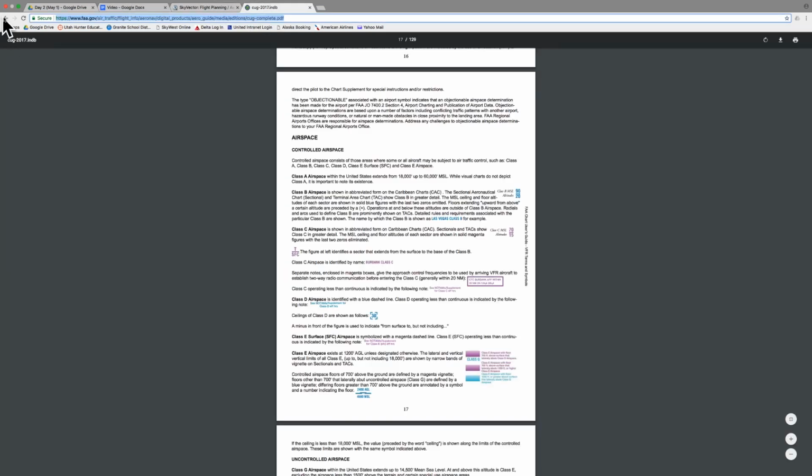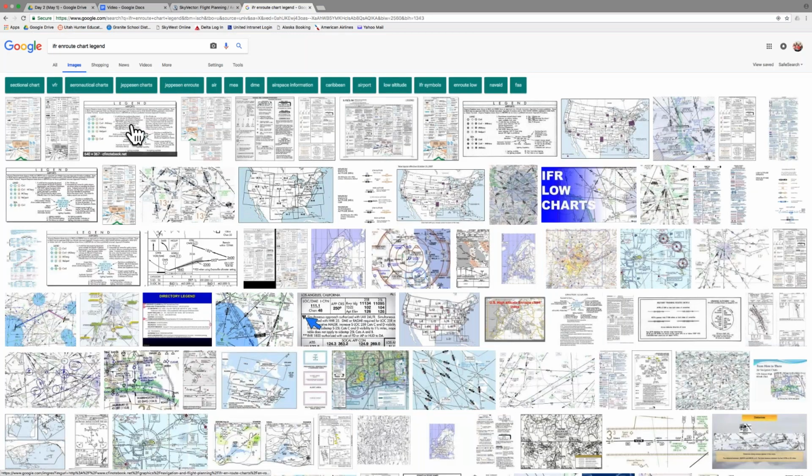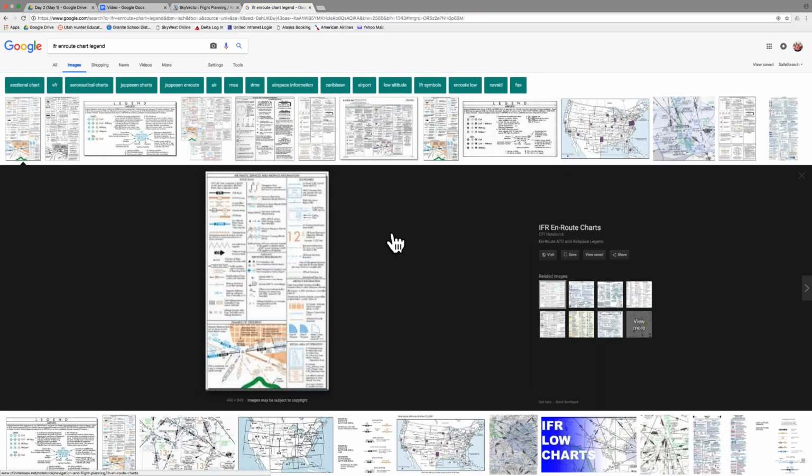So if we go back here and just look at these images, this will give us the actual legend that you would see if you had the actual paper charts. If you go into any general aviation shop and buy one of these maps, just any one of them, they all have this legend attached to them.